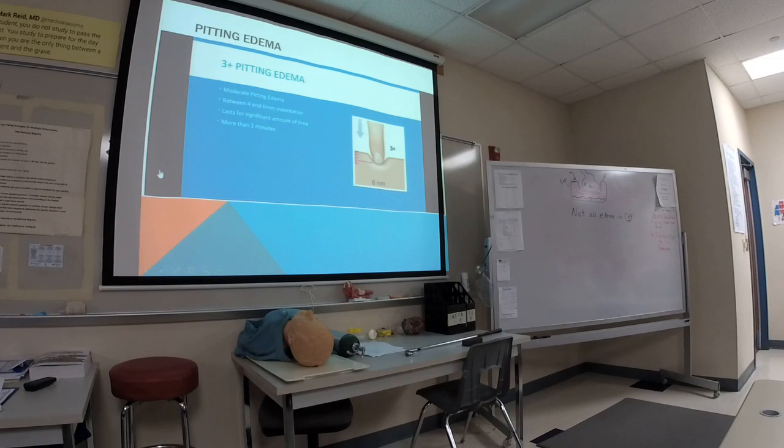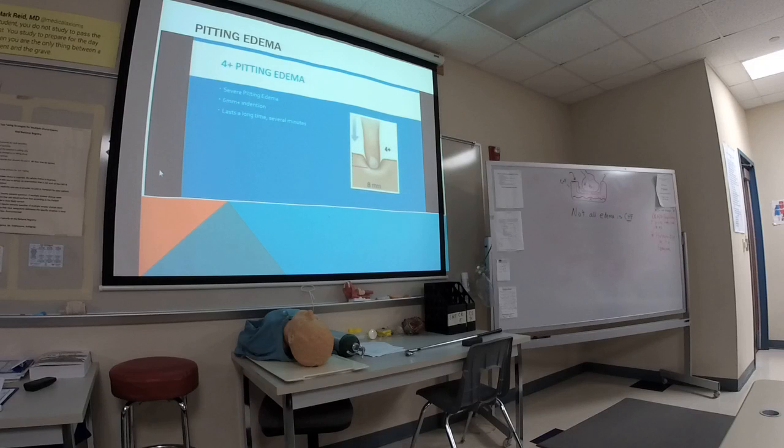So the 3+ pitting edema is moderate pitting edema. This is when the indentation is between 4 and 6 millimeters in depth, and this lasts for a significant amount of time, oftentimes more than 1 minute. And typically by this point, the edema is obvious to the naked eye, and you'll be able to see that somebody is edematous.